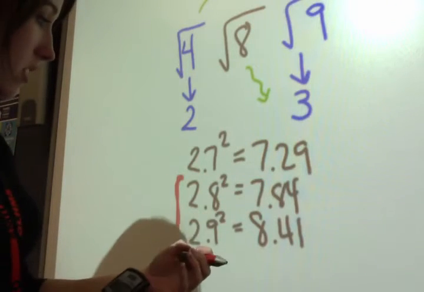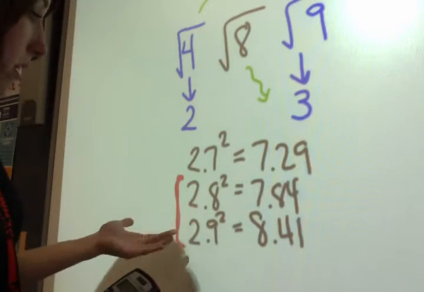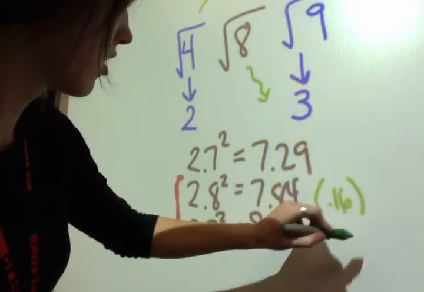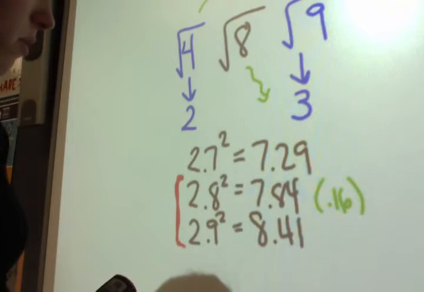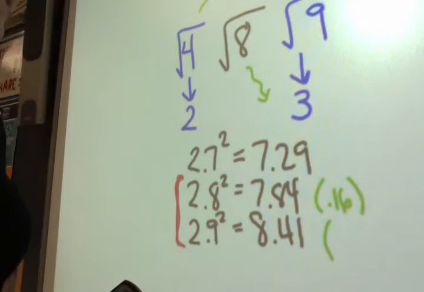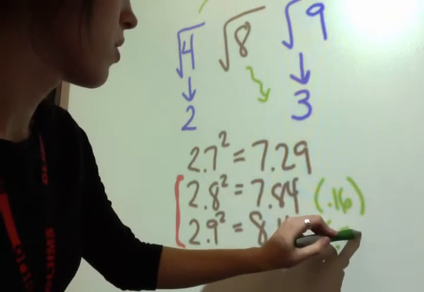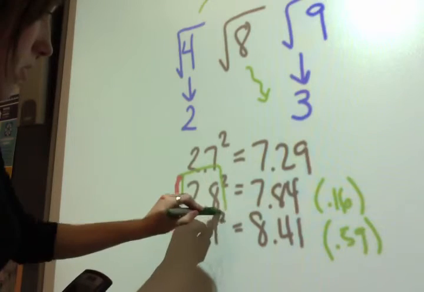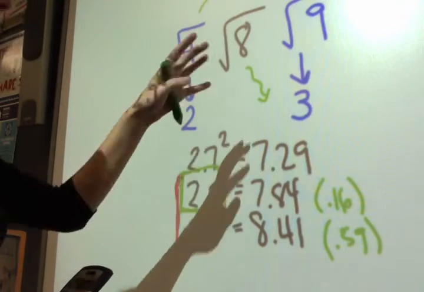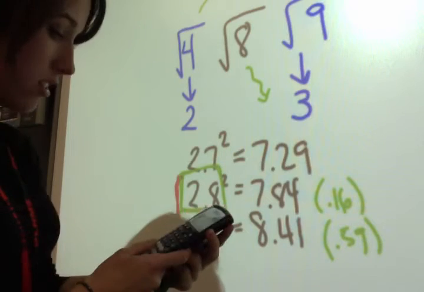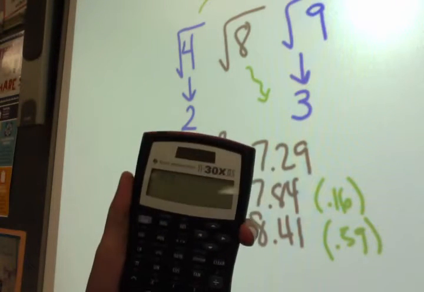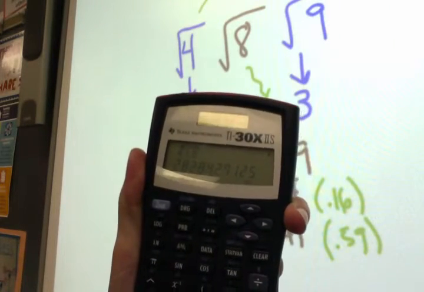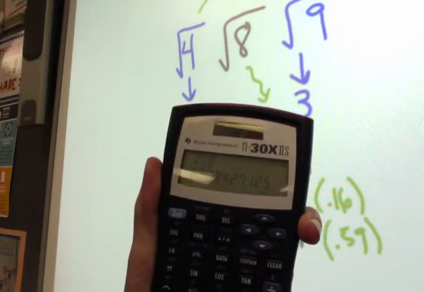To get my final estimate just to one decimal place, though, how do we decide which one to go with? Well, 7.84 is 0.16 away from 8. And 8.41 is going to be 0.59 away from 8. Well, this one's closer, so that's going to be my estimate. So the square root of 8 is approximately 2.8. And just so we can test that, square root of 8, I hit equals, it's 2.8 if we round it to one decimal.